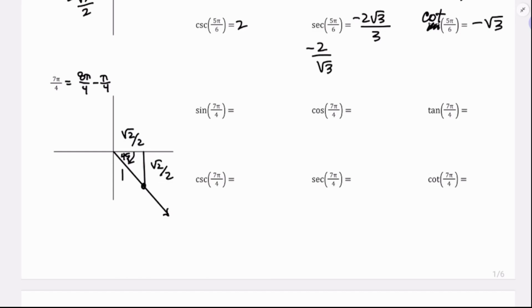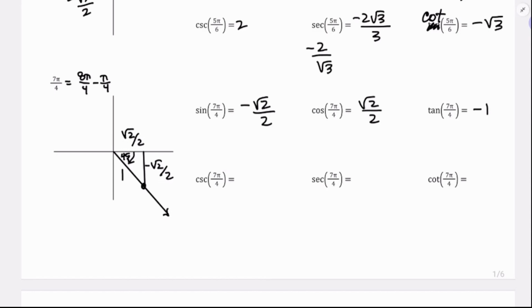Down here in the fourth quadrant, this is where x is positive and y is negative, so that root 2 over 2 will be negative. And I'll say, all right, sine of 7 pi over 4, opposite over hypotenuse, is negative root 2 over 2. Cosine of 7 pi over 4, positive root 2 over 2. Tangent of 7 pi over 4, that's opposite over adjacent. They're the same number, but the negative of each other, so if I divide them, I'd get negative 1.